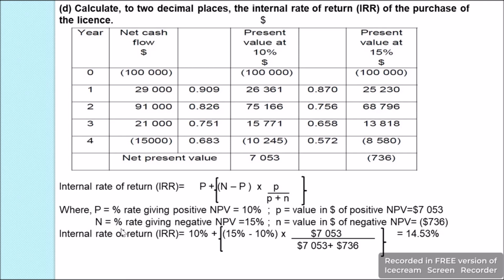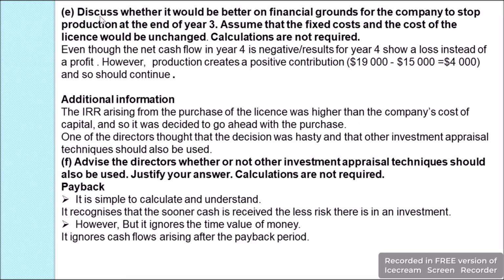Then capital N will be the discount rate which gives us the negative NPV, which here we have is 15%, and the small n is the value of the negative NPV which we got as $736. So when we apply this in the formula, it will be 10% plus (15% minus 10%) times 7,053 divided by (7,053 plus $736). So we'll get IRR as 14.53%.